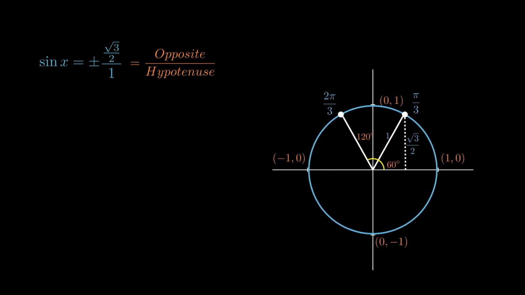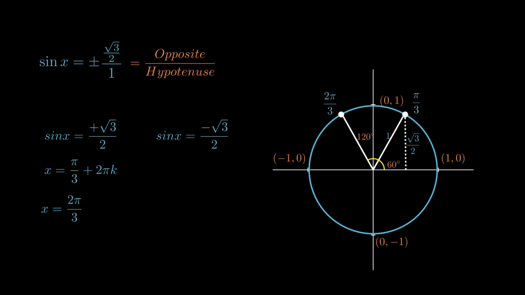Wait a second, have we not forgotten something? Of course! The trigonometric functions are periodic, with the period length in the cases of the functions sine and cosine equal to 2 pi. Therefore, we need to add 2 pi k to each of the solutions, where k is chosen to be any integer number.